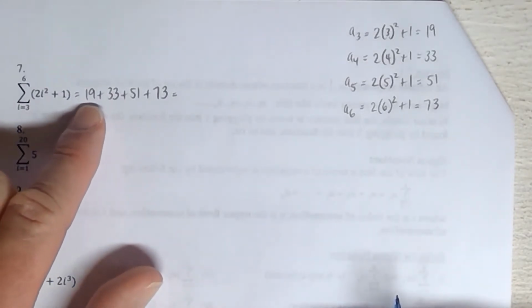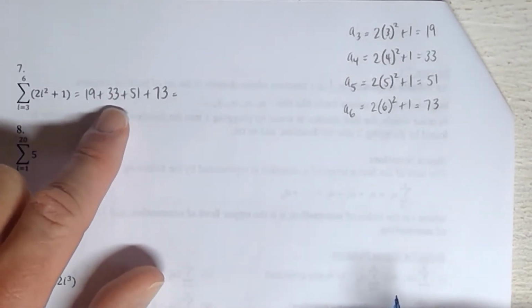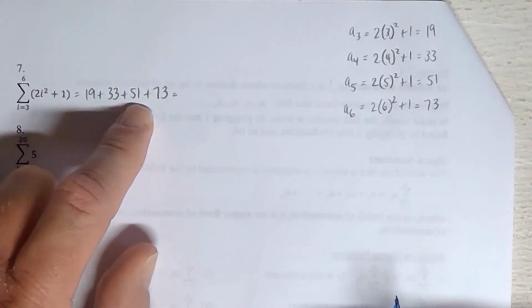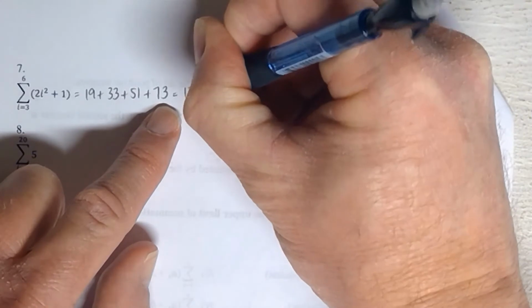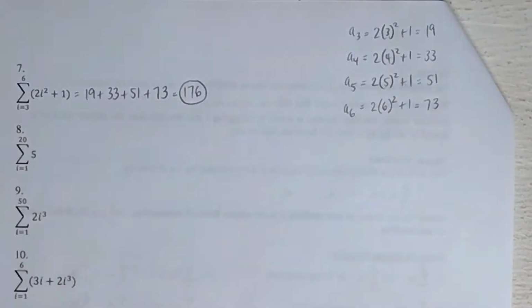Certainly you can use your calculator to help you here. 19 plus 33 is 52. Plus 51 is 103. 103 plus 73 is 176. And that is number 7.